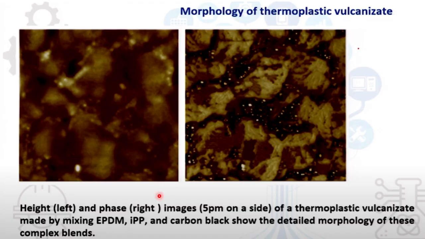These shapes, this bright type of shape, this is showing the IPP in an EPDM matrix. So how it is dispersed, and what is the morphology of that part, you can get the idea through AFM.